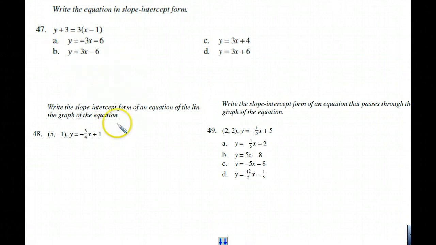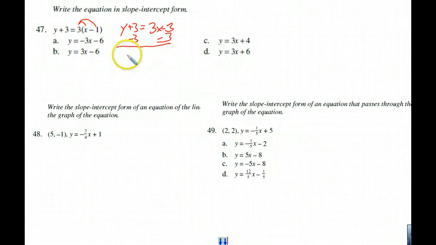47, once again, just write in slope-intercept form. Same thing we just did. So first distribute, and then we'll subtract 3. So we'll have y plus 3 equals 3x minus 3, and subtract 3 more on both sides. Careful, these don't cancel out. This isn't going to be 0 right here. Negative 3 and 3 will equal negative 6. So we'll get B.